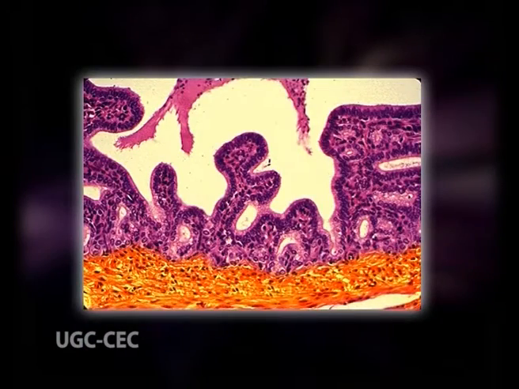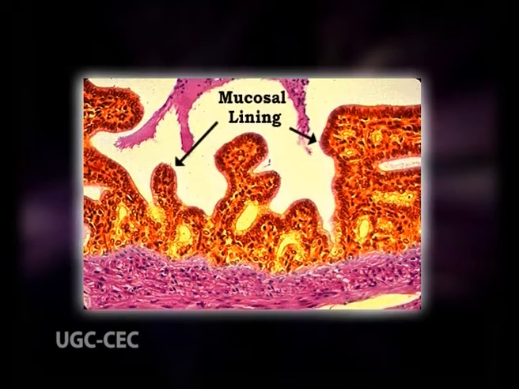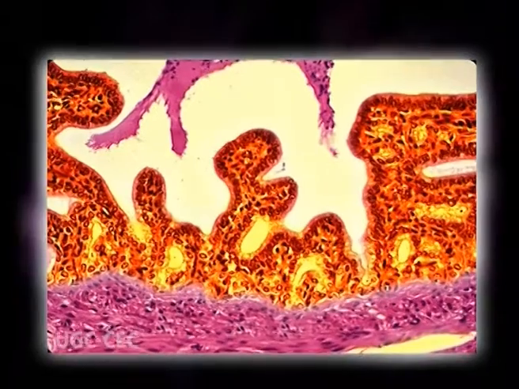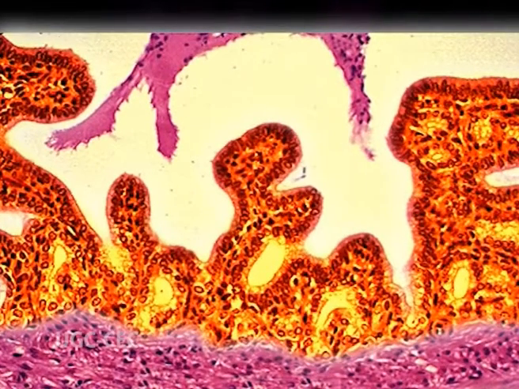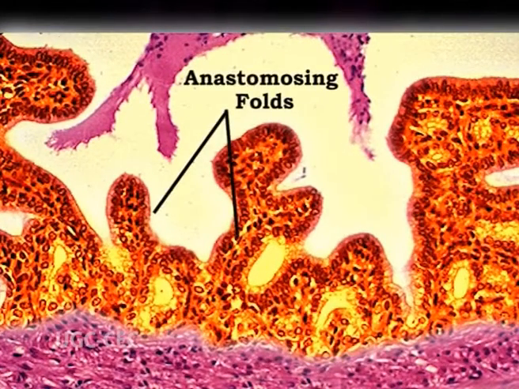It has an outer covering of connective tissue, a thin intermediate layer made up of smooth muscle and an inner mucosal lining. The mucosa shows thin, branched, anastomosing folds.